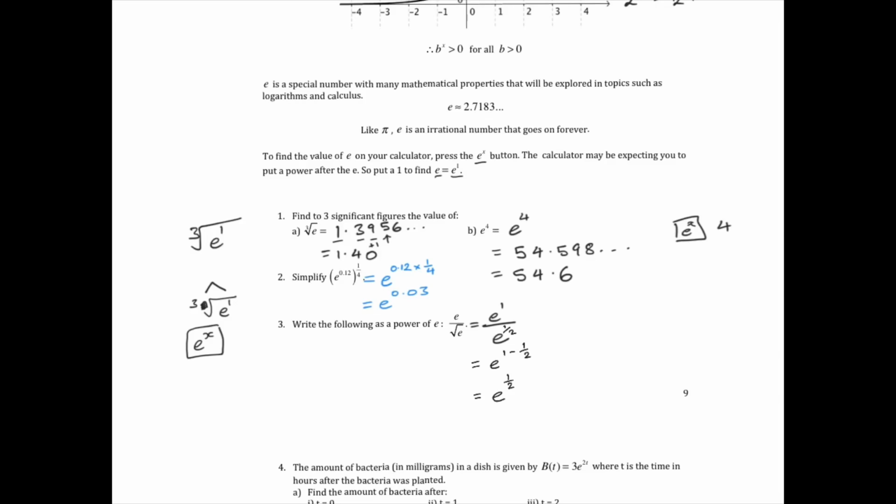So I'm going to leave it as e to the half, because it says write the following as a power of e. Because it says as a power of e, I've got no reason to go to the next line, which is root e. They didn't want it like that. If they wanted it in surd form, I would put it like that. But because they wanted it as a power, I would leave it as e to the half. So I'm going to rub out that last line.